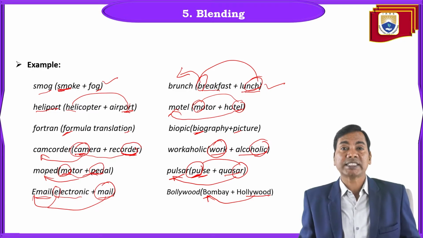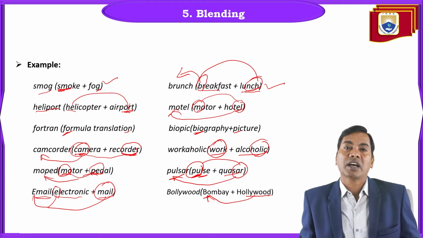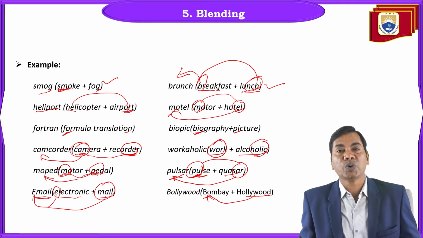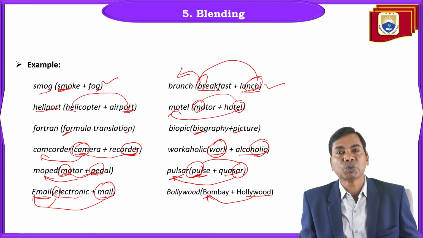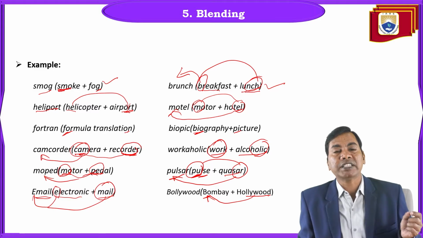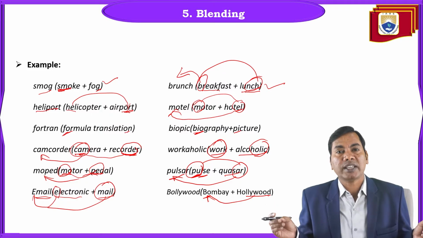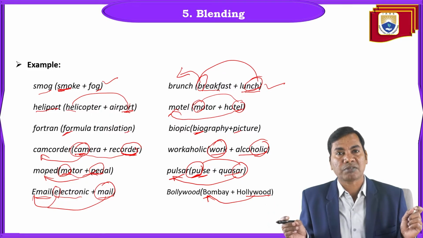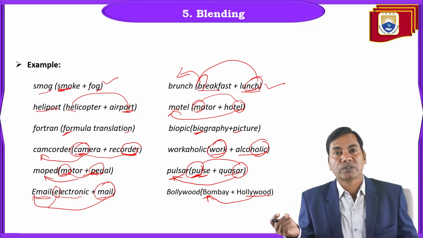So with these examples, what I wanted to say is blending is a way of forming new words. It is one of the processes of creating a new word. How do we create a new word under the process of blending? No doubt there will be two words, and in these two words we may take the initial part of one word and the ending part of another word. By joining these two parts, we create a new word, right?